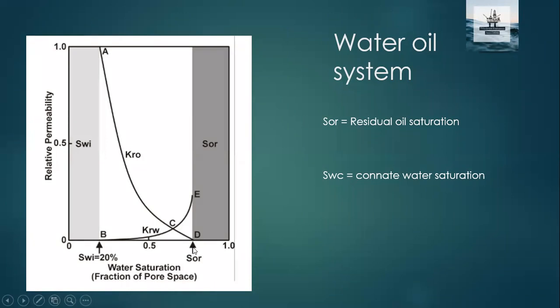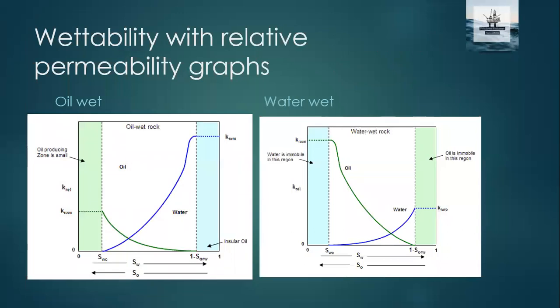If SWI is more than SOR, then you can identify that particular reservoir to be water wet. If SOR is more than SWI, then that will give you oil wet. If both are equal or coming to nearby values, then that is equivalent to intermediate wet. So if you observe here, there are two reservoirs, oil wet and water wet.